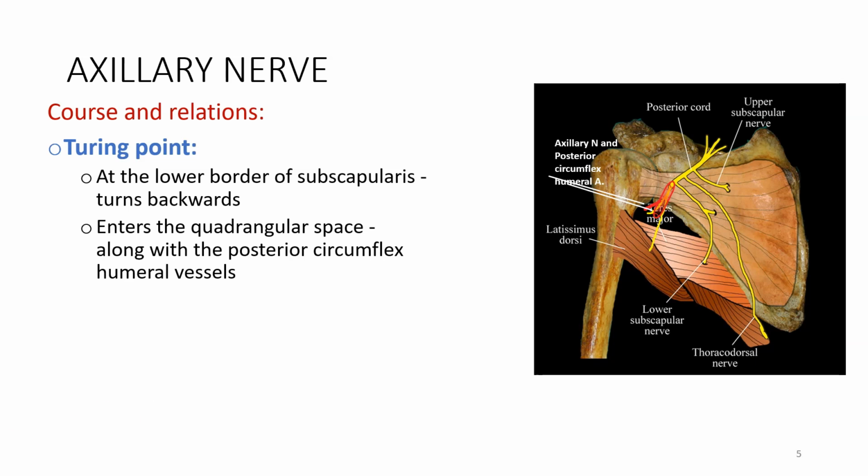And after passing through the axilla, it exits the axilla at a turning point. So where is the turning point? It is at the lower border of subscapularis muscle. It will turn backwards. In this picture you can see it turning backwards at the lower border of the subscapularis muscle to enter the quadrangular space. It is accompanied by posterior circumflex humeral vessels.